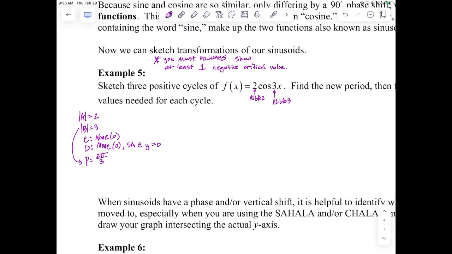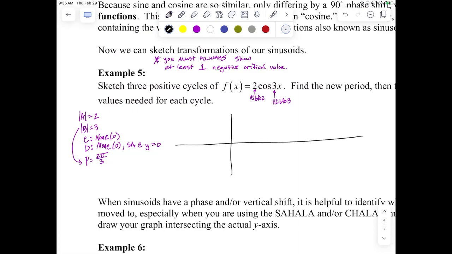Okay, once you have all that information, we're ready to sketch the graph. So here is your y-axis, here's your x-axis. Here's how you want to set up the graph. I always like to do the y-axis first because it's easier, okay?